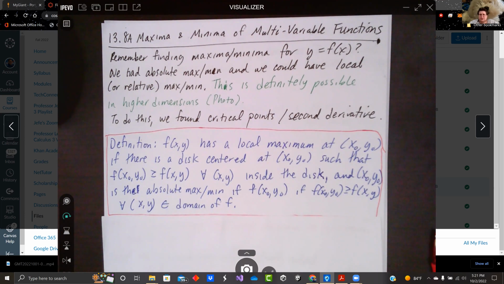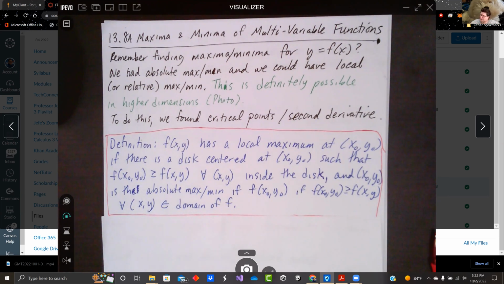f of x,y has a local maximum at x naught, y naught if there is a disk that's centered around x naught, y naught, such that the function value at x naught, y naught is greater than or equal to f of x,y for all the points inside the disk, and that makes it a local maximum. And then it's an absolute max if it's actually true on the entire domain.